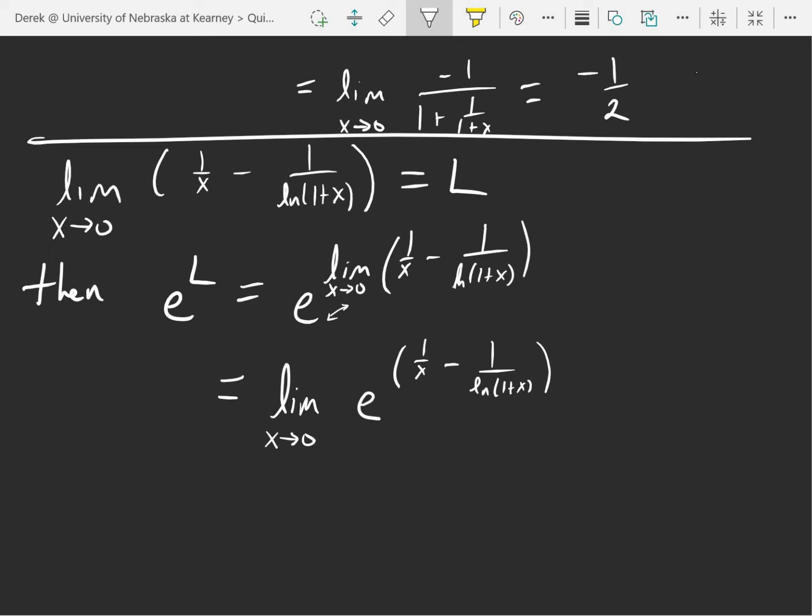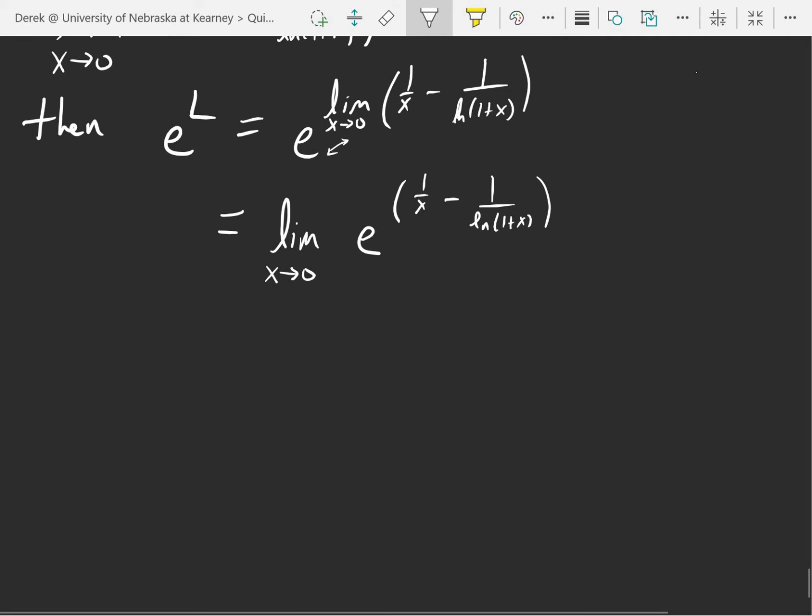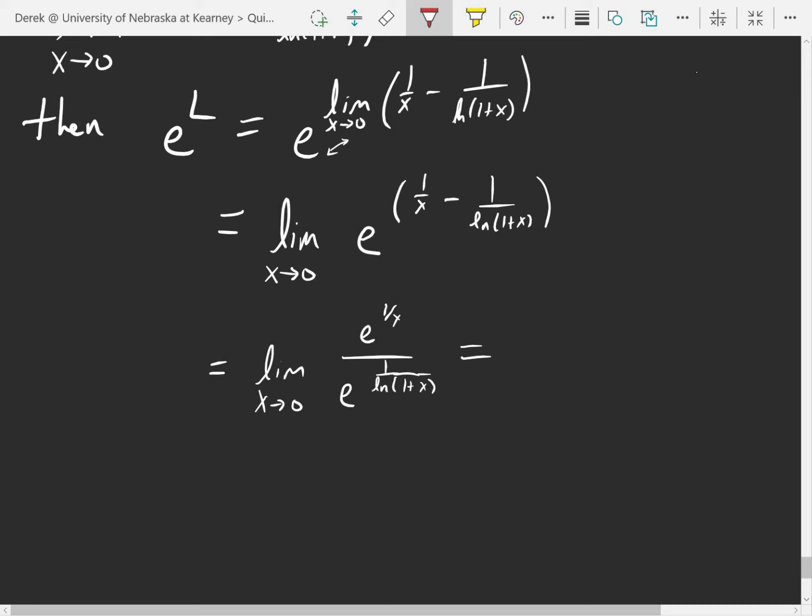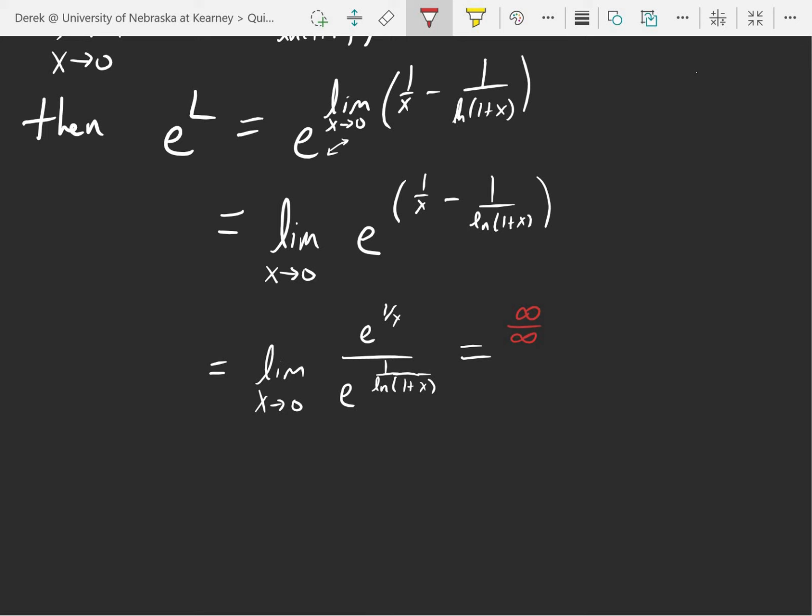Okay. And exponentials and subtraction, they turn things into division. So this is now the limit as x goes to 0 of e to the 1 over x divided by e to the 1 over the natural log of 1 plus x. And now what I've got is e to something infinite. This is now infinity over infinity, so I could use L'Hopital's rule on this.